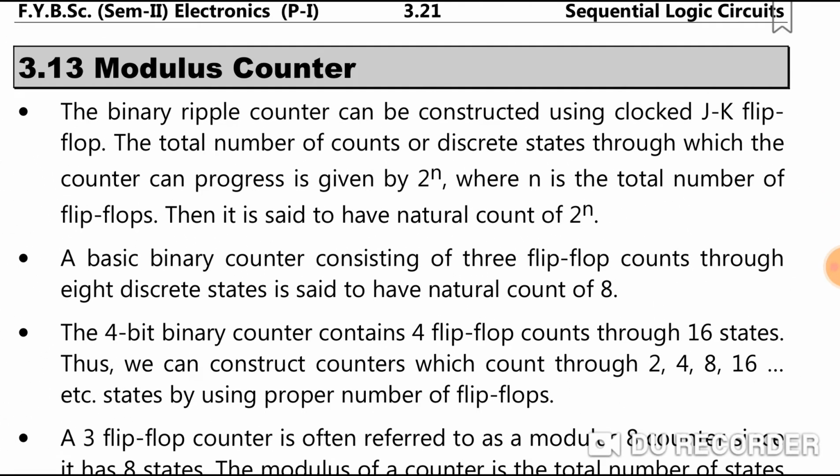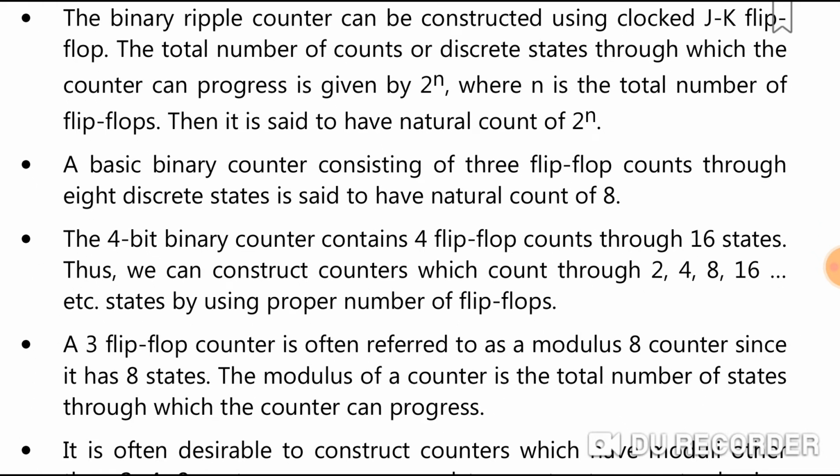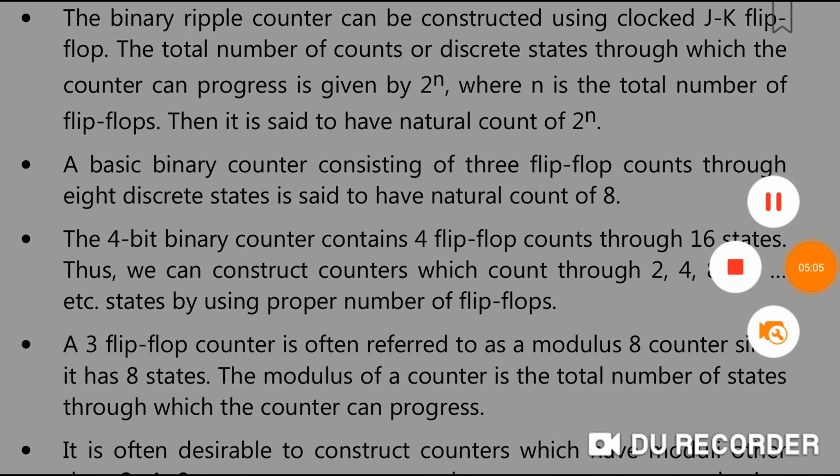Now we will move towards the modulus counter. The binary ripple counter can be constructed using clocked JK flip-flops. The total number of counts or discrete states through which the counter can progress is given by 2 raised to power n, where n is the total number of flip-flops. Then it is said to have a natural count of 2 raised to power n.